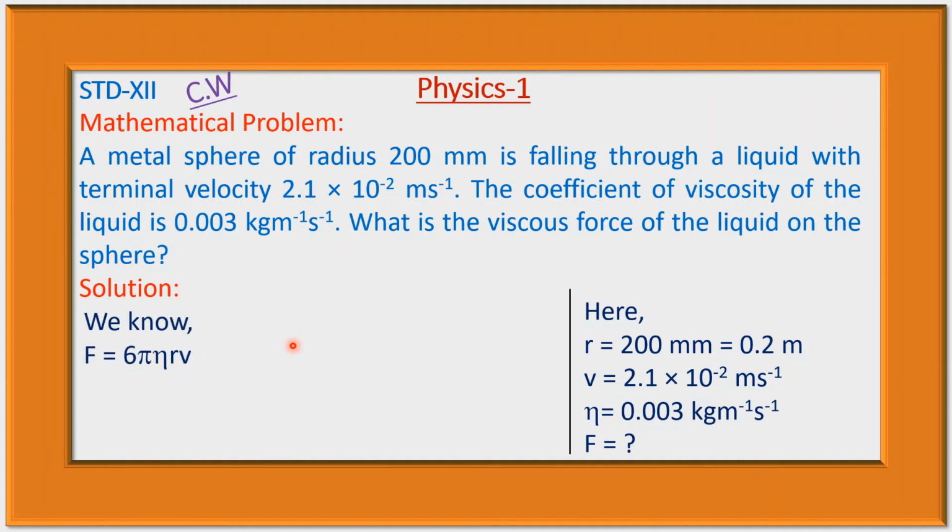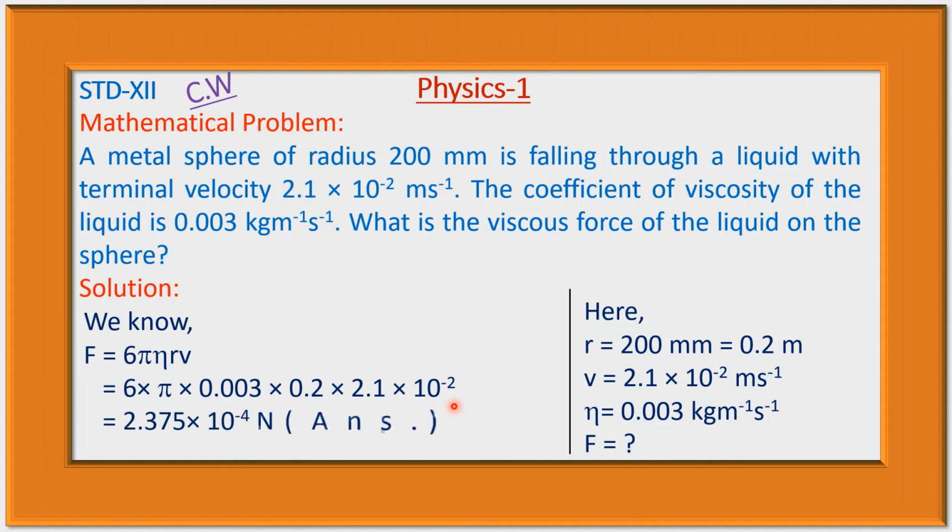We know viscous force F is equal to 6 pi eta r v, from Stokes' law. This is equal to 6 pi into eta, that is 0.003, and r means radius 0.2 meter, and the terminal velocity 2.1 into 10 to the minus 2. After calculation, 2.375 into 10 to the power minus 4 newton. This is the answer. The viscous force acting on this sphere is 2.375 into 10 to the power minus 4 newton.